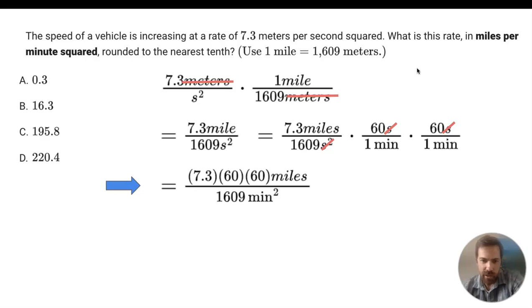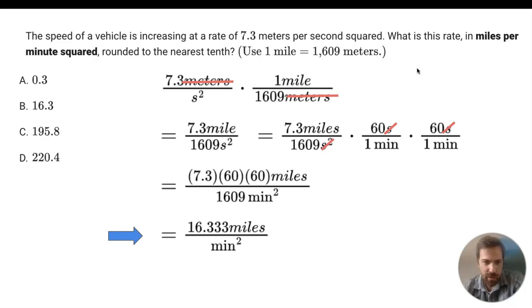So break out your calculator, multiply 7.3 times 60 times 60, divide by 1609, and you're going to get 16.333 miles per minute squared. If you look at the answer choices, one of them is 16.3. They say rounded to the nearest tenth, so obviously it doesn't have to be exact, so this rounded to the nearest tenth is 16.3, so B is our answer to this one.